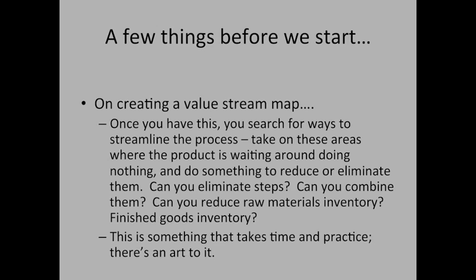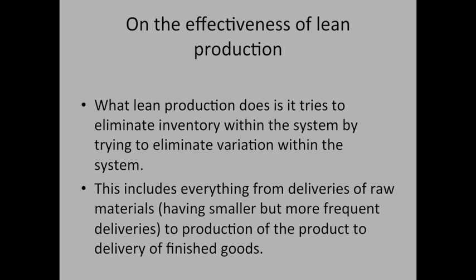There's an art to this. And as such, again, it's something that does take time and practice to do well. Now, with regard to lean production, the thing to remember about lean production is what it tries to do. It tries to eliminate inventory within the system by trying to eliminate variation within the system. This is any type of variation you can possibly imagine, from raw materials coming in to variation within the process itself to the delivery of finished goods.